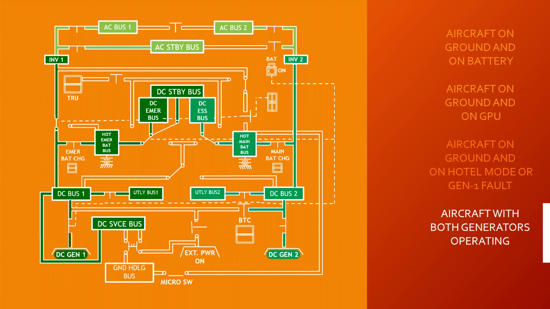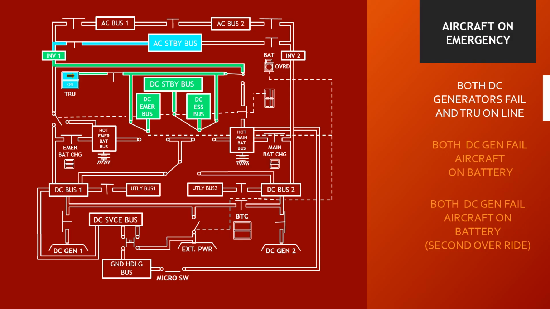And if both generators are running, BTC will be cut out, and both generators will supply their respective DC buses, provided ground source is disconnected. On ground, the ground handling bus is supplied by DC bus 1 through the DC service bus, and will be disconnected when airborne. When both the DC generators are lost, aircraft will be in emergency, whether aircraft is on TRU or on battery. Difference is that if aircraft is on battery, IMC will be limited to 30 minutes.